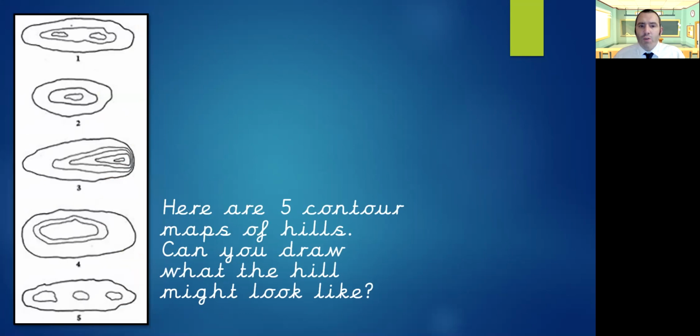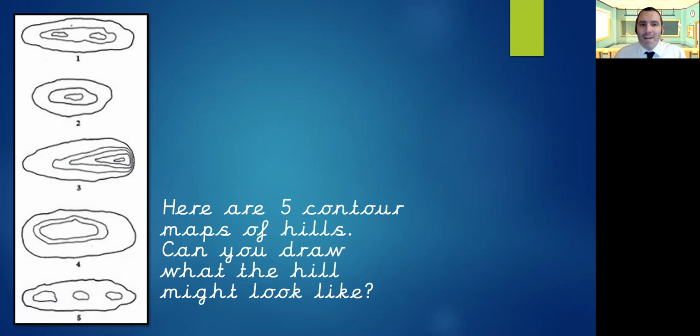Here are 5 contour maps of hills. Can you draw what that hill might look like? Now, you might want to go back and have a look at the last bit we've just talked through, so the answers from last lesson. Have a look at how the contour maps line up with the profile. So you're going to draw the side of that hill the same as we did on the last one. Pause the video here to have a go at this.